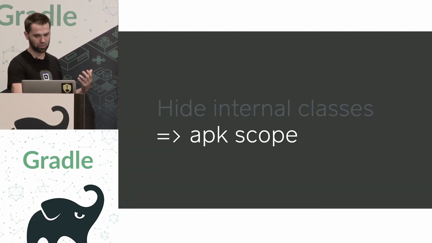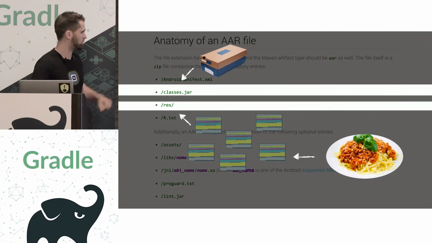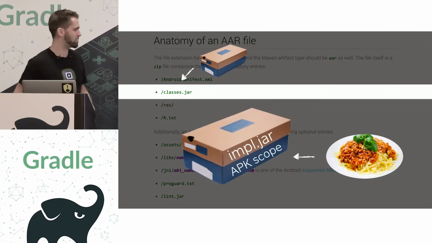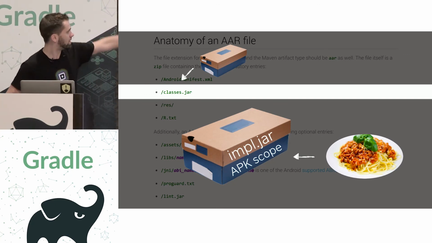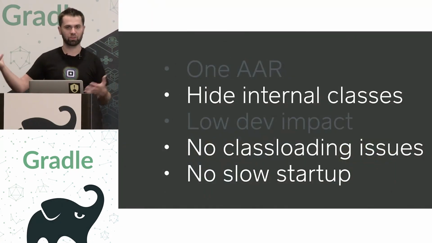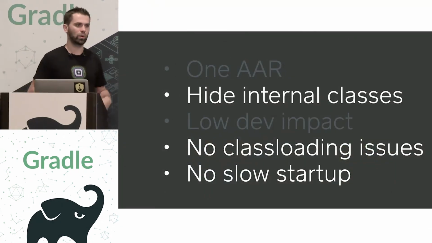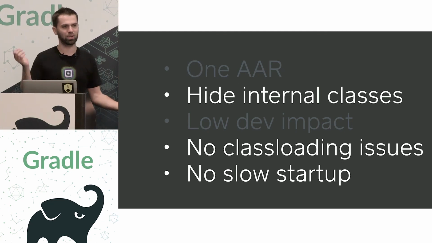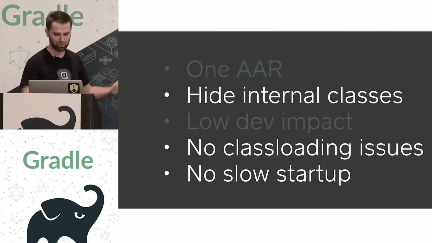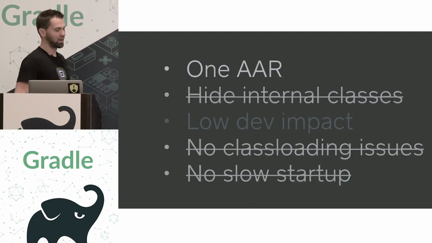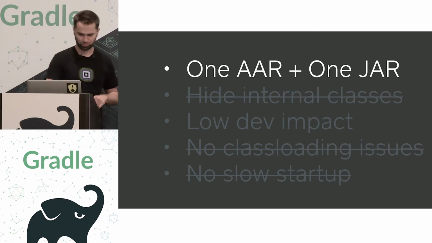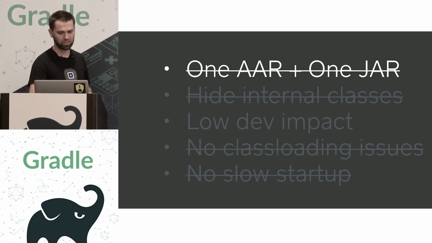And essentially what we're doing is we're going from this to this. Now we have an impl.jar in APK scope, and all of the spaghetti code goes in here, and then we have our normal AAR. And what's nice about that is that it takes care of 3 of our constraints. Hiding internal classes. We don't have class loading issues anymore because we don't have magic extra class loading at runtime. And we don't have the slow startup. So that's pretty great. However, instead of one AAR, we have an AAR in a jar. It's still pretty cool. All right, but what about the dev impacts?